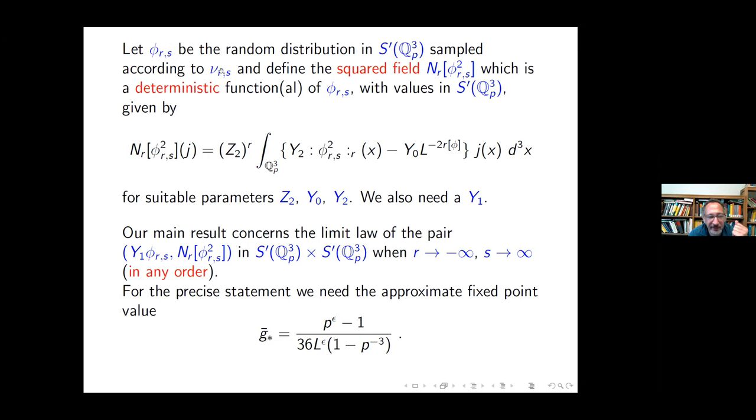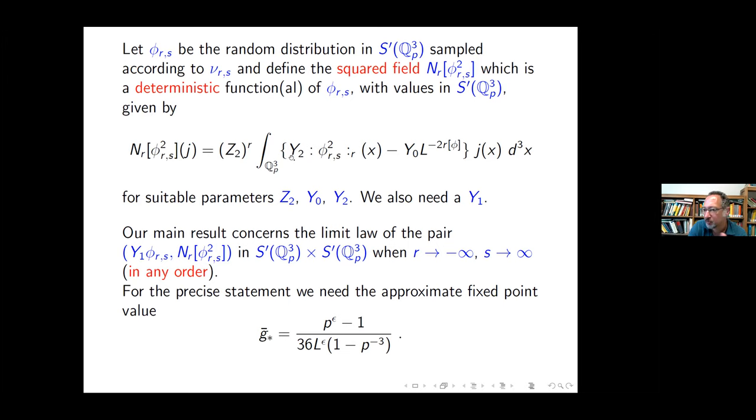Let me denote phi_{r,s} the random distribution sampled with this cutoff interacting measure. Now, let me define a renormalized square like this. So what does that mean? J here is a test function. I'm trying to define a distribution. So the distribution acts on the test function by integration against what? This thing. So this is the field itself. I take the Wick ordering, which essentially is just a recentering, probabilistically. And so there is a recentering, but it's the Gaussian recentering. It's not the true recentering. So I need to put another additive correction, which essentially is the true recentering.